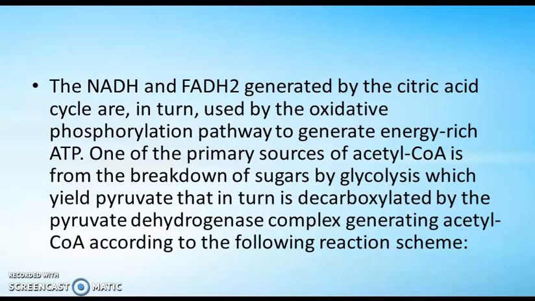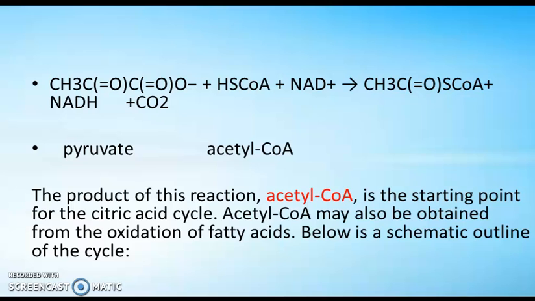One of the primary sources of acetyl-CoA is the breakdown of sugars by glycolysis. I had already told that during glycolysis we yield pyruvate, and this pyruvate does not directly enter the Krebs cycle. It undergoes a decarboxylation reaction with the help of the enzyme complex pyruvate dehydrogenase complex, and this generates acetyl-CoA according to the following reaction scheme. This is pyruvate, and in the presence of the enzyme, it can be converted to acetyl-CoA plus NADH plus CO2.